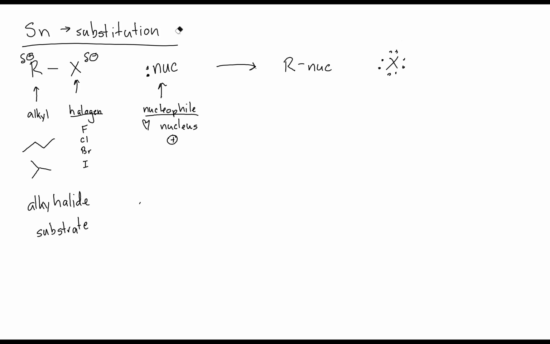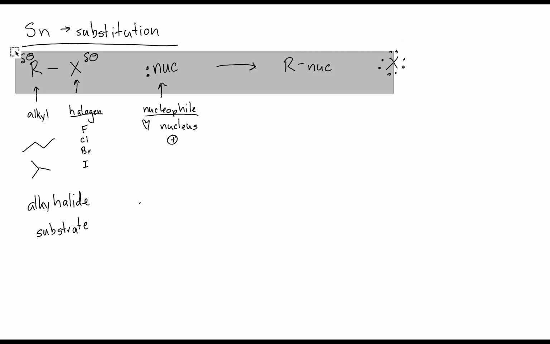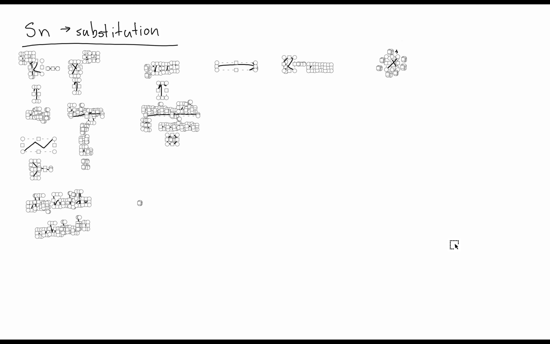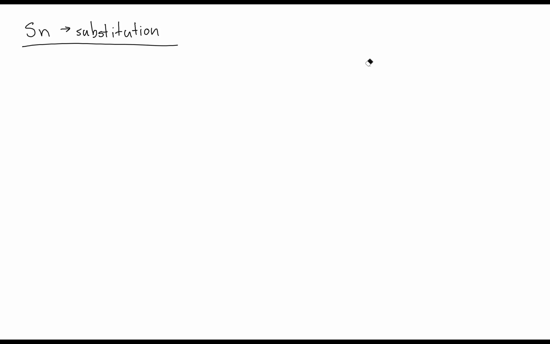Okay, awesome. So I'm going to go ahead and erase this so I can have my screen back so I can write some more. When we talk about SN reactions, we can either have SN1 or SN2. The big difference between SN1 and SN2 is that SN2 occurs in one single step.